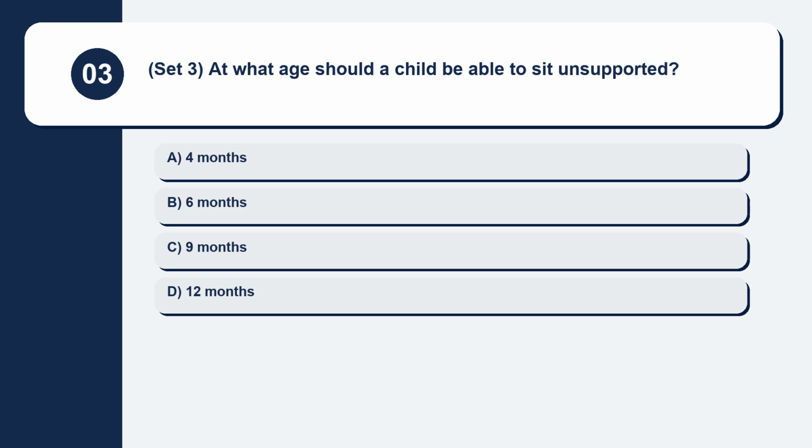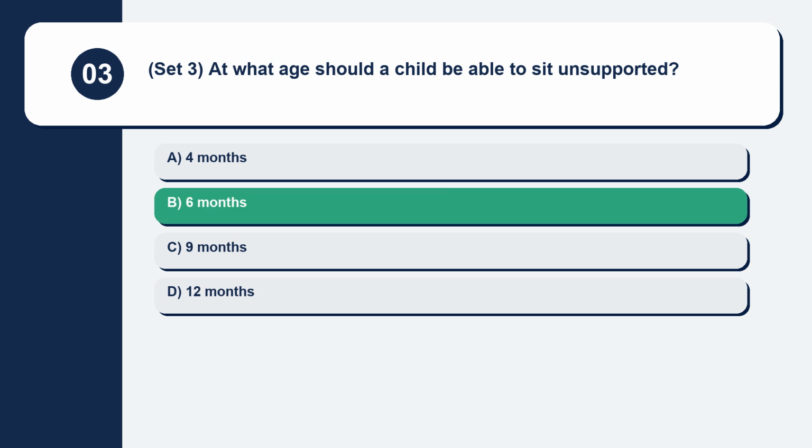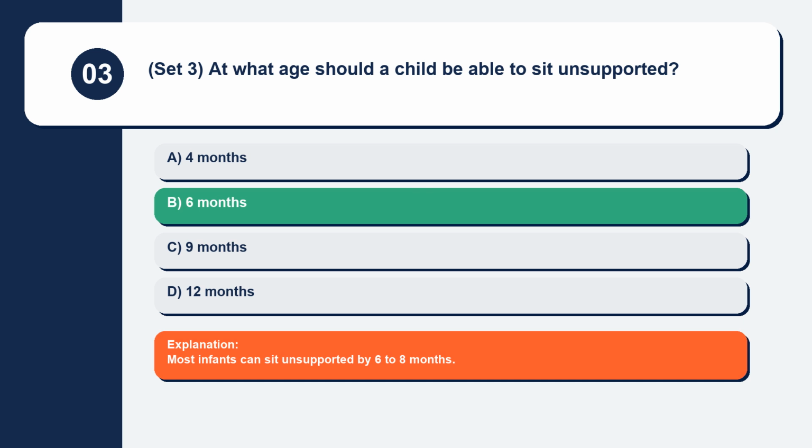Question 3. Set 3. At what age should a child be able to sit unsupported? 4 months, 6 months, 9 months, 12 months. Most infants can sit unsupported by 6 to 8 months.